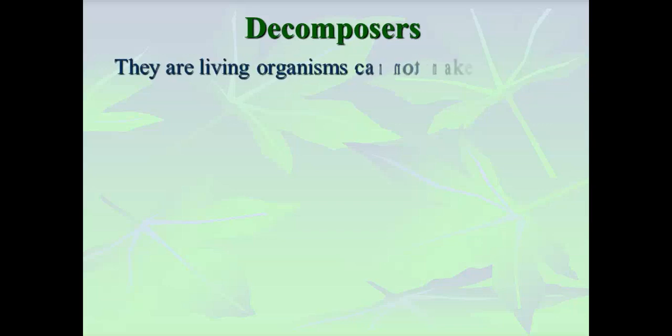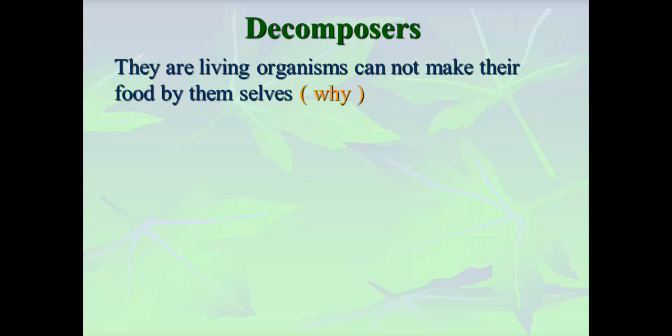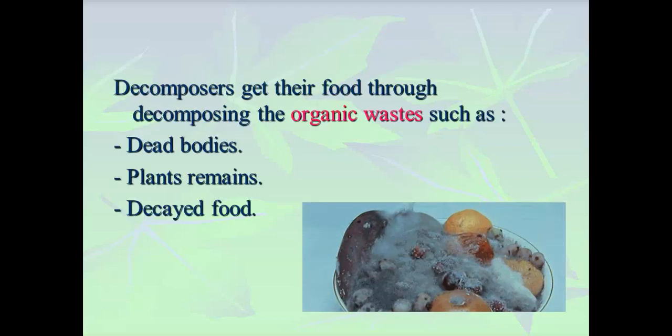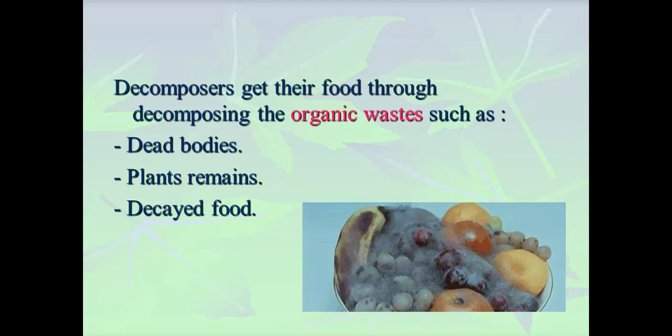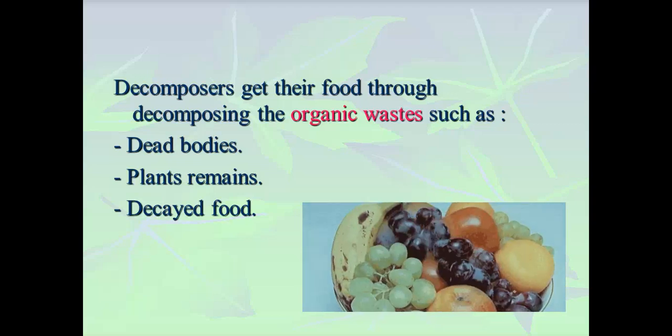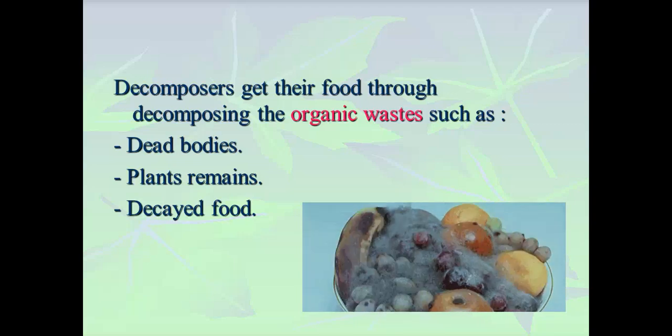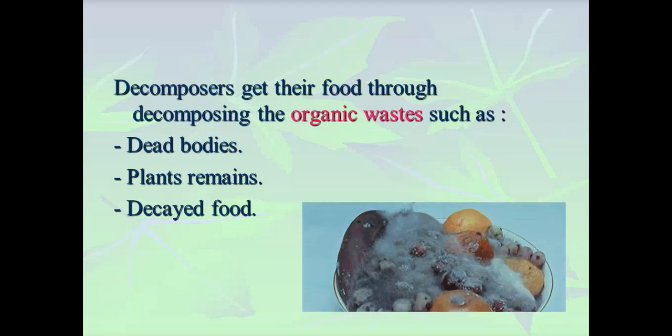The last type, we talk about decomposers. Decomposers are living organisms that can't make their food by themselves. Why can't they make their food by themselves? Because they don't have chloroplasts. So how do they get their food? Decomposers get their food through decomposing organic wastes, such as dead bodies, plant remains, and decayed food. So decomposers get their food by decomposing organic wastes.